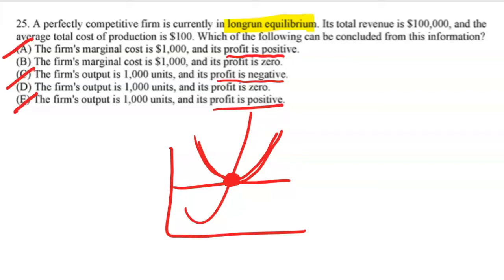Well, here, right, we don't necessarily care about the marginal cost being $1,000. What we care about is that this is the profit maximizing output. So that's why we care more about the output being 1,000, not necessarily that the marginal cost is 1,000. So that's why D as in dog is the correct answer here.